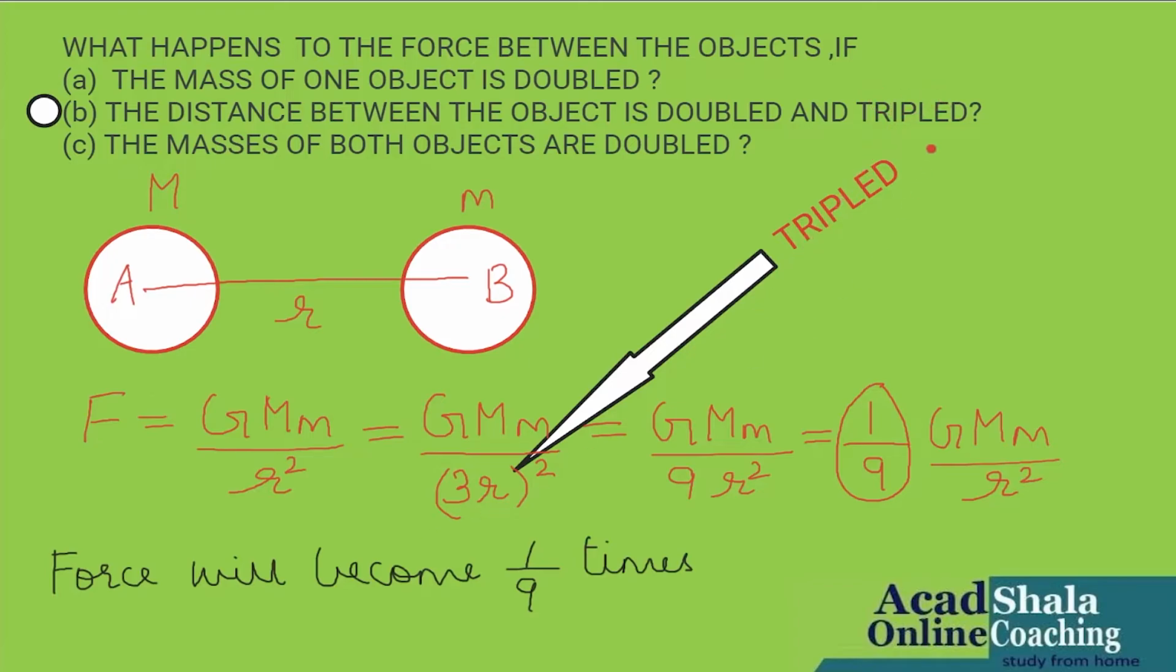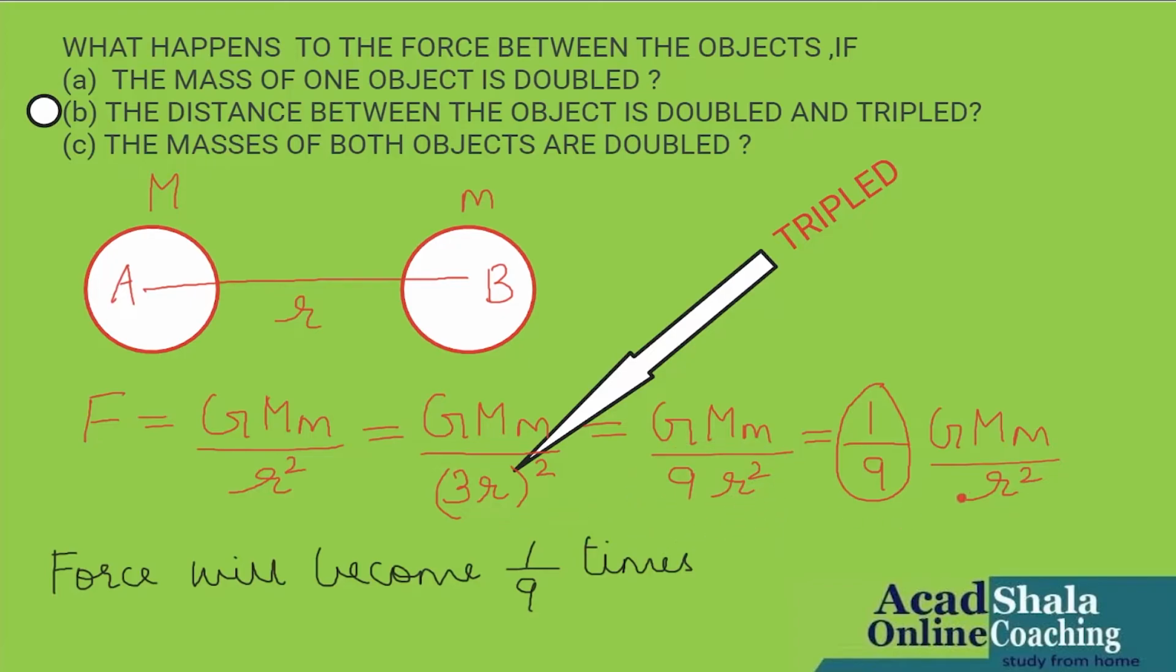So according to the demand of the numerical, I have put the distance as triple. After putting it into the expression, I have solved further. That is G m small m upon 3 3s are 9, so I have written 9 and then r square. So 9r square I got after solving.